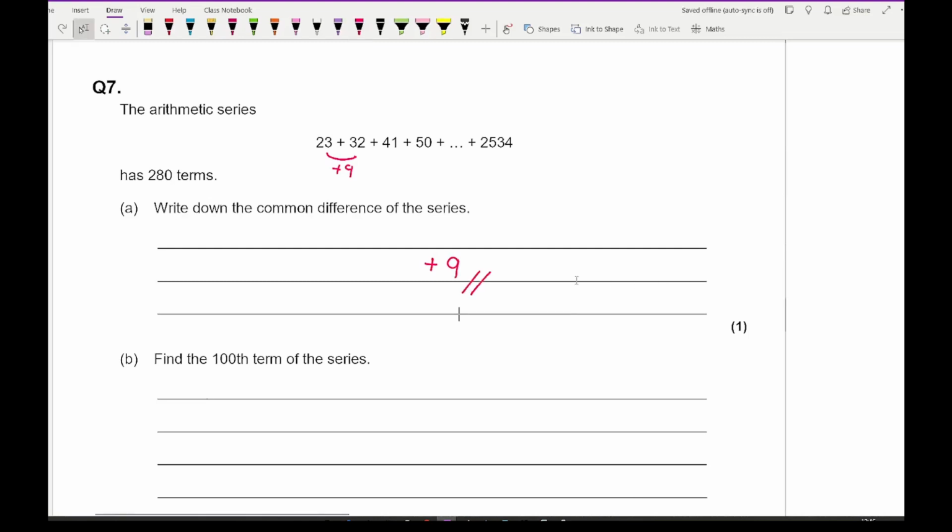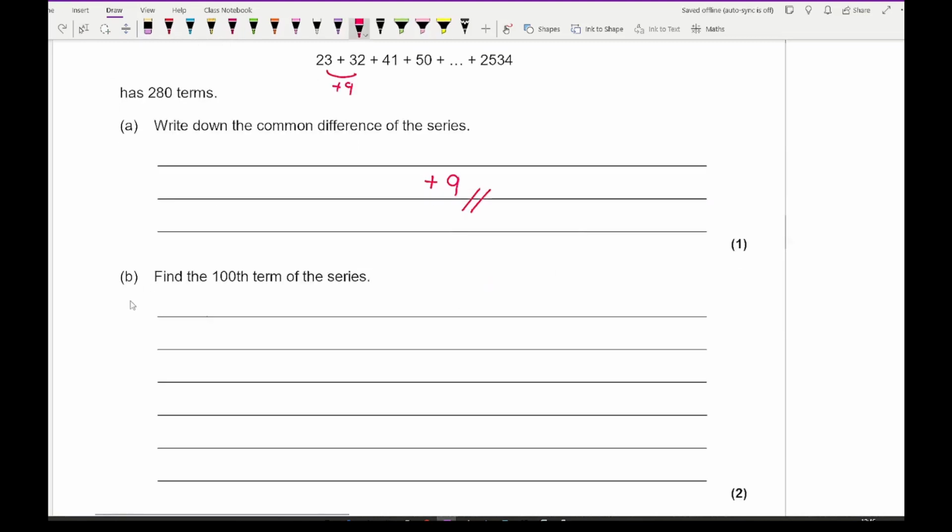Then it says find the 100th term of the series. So for this, we know that the first term is 23 and we know that the common difference is 9. So to find u of 100, not s. Let me get rid of that.